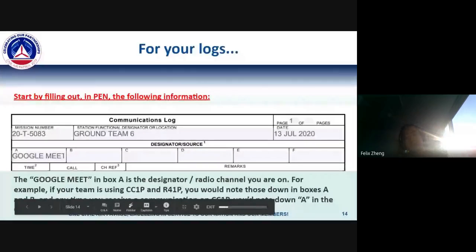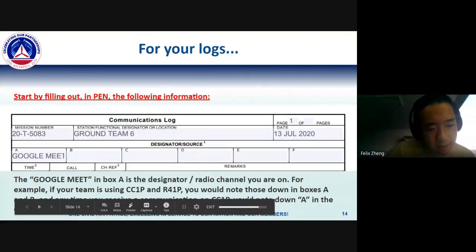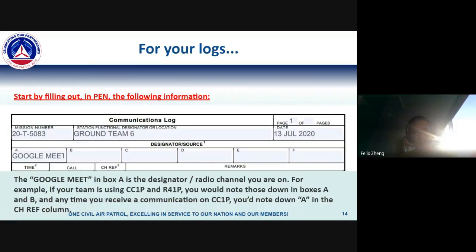So for you guys who came in late, at the top of your log, please fill in the information as it is shown here. Mission number is 20 Tango 5083. Your ground team 6. Date is today. And the source of everything that we're doing today is Google Meets.